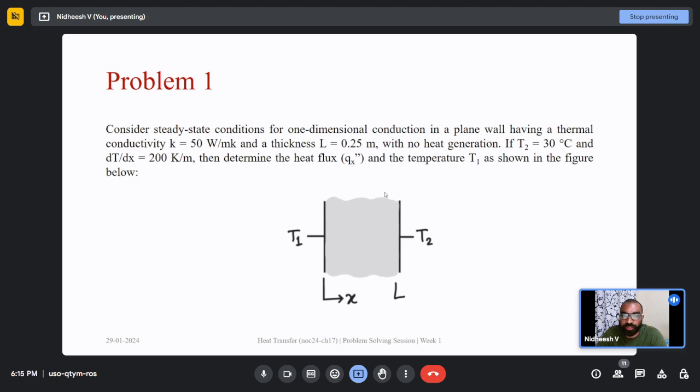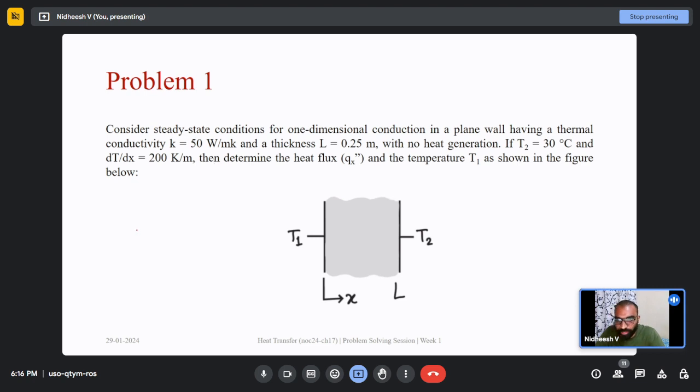Is the question clear for everyone? What is given and what is being asked to us to find out? If someone has any queries in this question, please ask now. If not, I will proceed. Sir, this dT by dx means? Okay, dT.